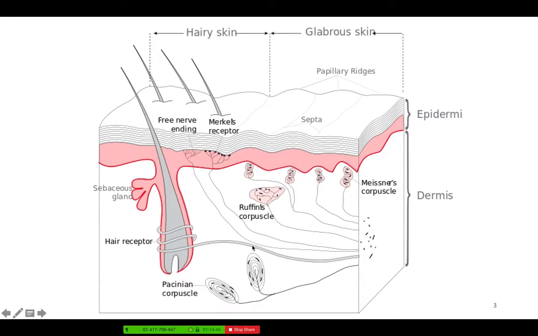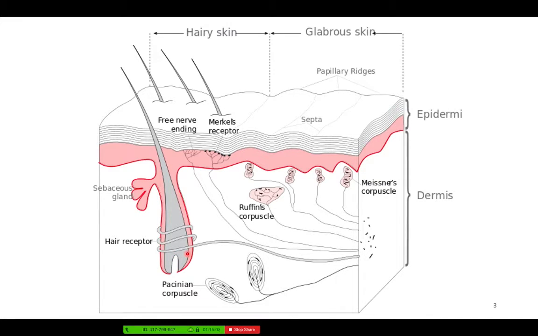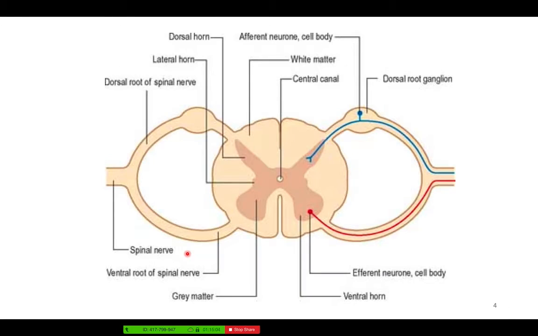Okay, so those are our sensory nerves. We can take a look at where some of them are located. You can see some of our free nerve endings here. Our Merkel's receptors. Here's our Ruffini's corpuscle. Meissner's corpuscle is a little bit more superficial. And the deepest is going to be our Pacinian corpuscle. Okay? Great. So getting into what the spinal nerve and spinal cord looks like.